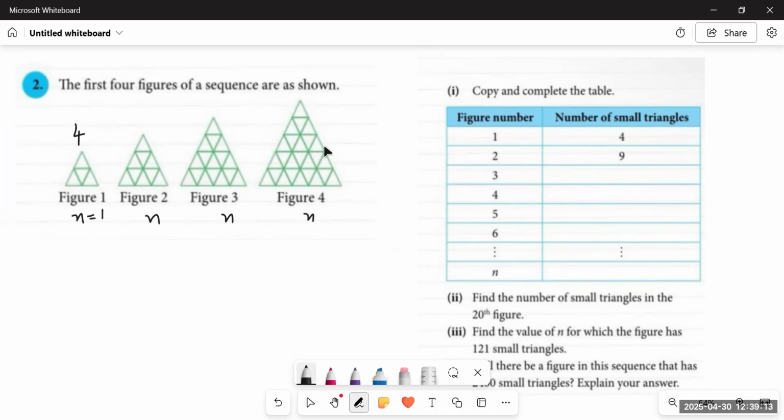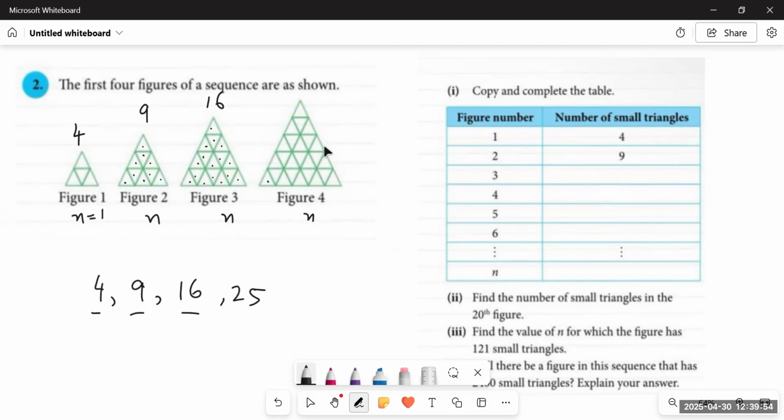When n is equal to 2, we have 1, 2, 3, 4, 5, 6, 7, 8, 9 triangles. In figure number 3, we have 1, 2, 3, up to 16. So students, for this type of question, you should have a good grip over the different types of numbers. If you follow that, you will see that the number of triangles are basically perfect squares. 4 is the perfect square of 2, 9 is the perfect square of 3, 16 is the perfect square of 4. So the next perfect square would be 25.